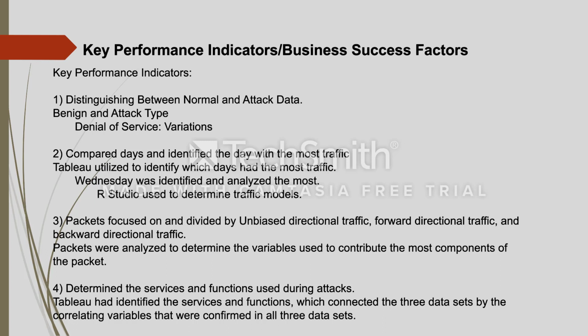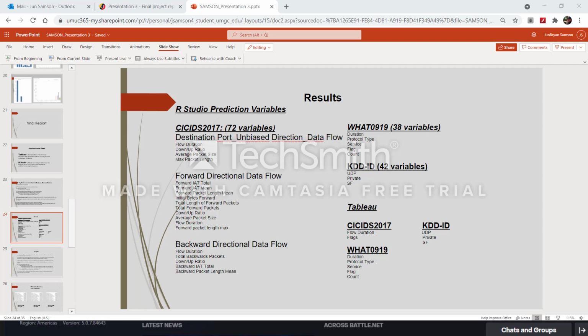However, there is still room for improvement, and this project can solve much more further into the future. So, the result for the project was, for the first primary dataset, destination port as the primary variable for the unbiased directional data flow. Out of 72 variables, only 4 were significant during the prediction models and the visualization in Tableau.